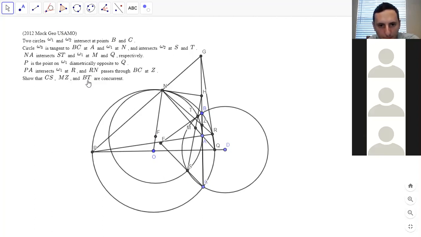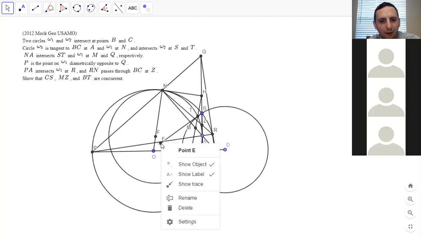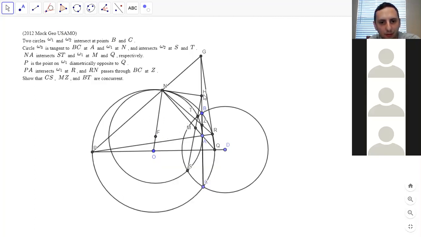So if we have that, HMTS is harmonic, right? HZBC is harmonic too. Okay, that makes sense. So TB, CS, and MZ will be concurrent. Interesting. So this is harmonic, and this is also harmonic.